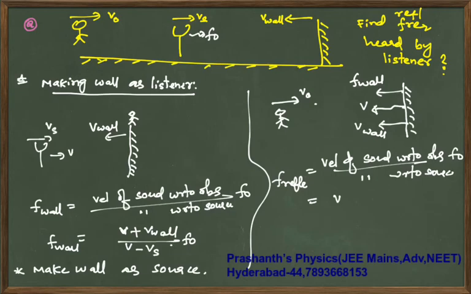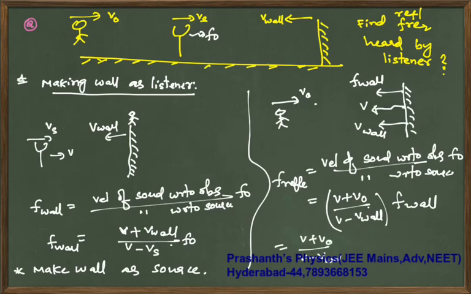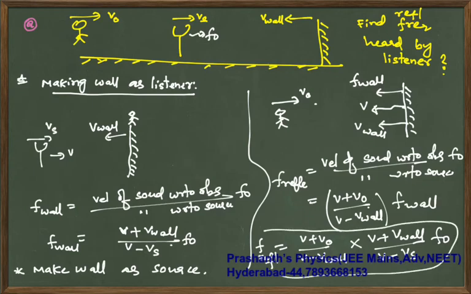So now the direction means v plus v naught, because your v and v naught are in opposite direction, by source v minus v wall times frequency produced is f wall. So that is equal to v plus v naught by v minus v wall times frequency produced by wall, which is v plus v wall whole divided by v minus vs into f naught. Okay, so this is your reflected frequency and your final answer. Like this you are supposed to simplify and then give the answers.